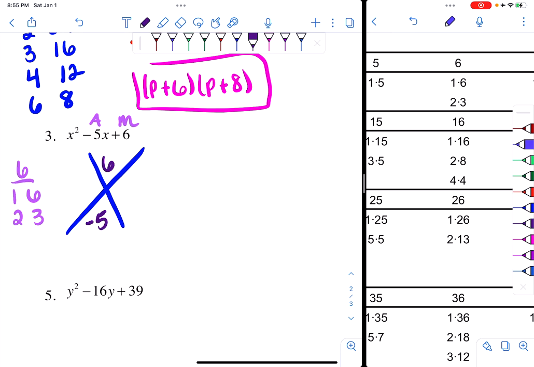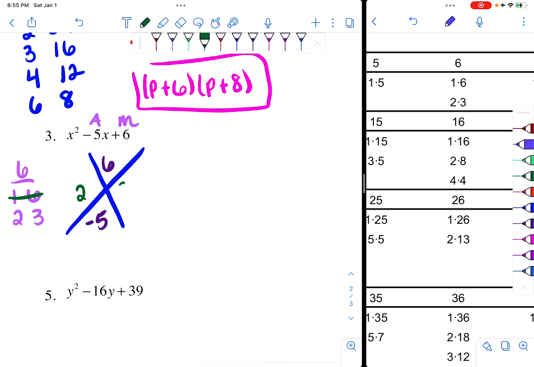So if I think about it, I'm not actually really sure about this one, so I'm going to guess and check with both. 1 times 6 is 6. 1 plus 6 is 7. I want a negative 5. But the thing is, I know that 2 negatives also make a positive when multiplying. So I'm going to make negative 1 and negative 6. Negative 1 times negative 6 is 6. Negative 1 plus negative 6 is negative 7, not negative 5.